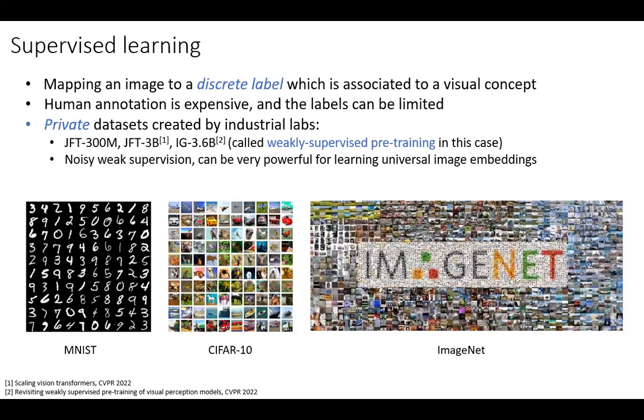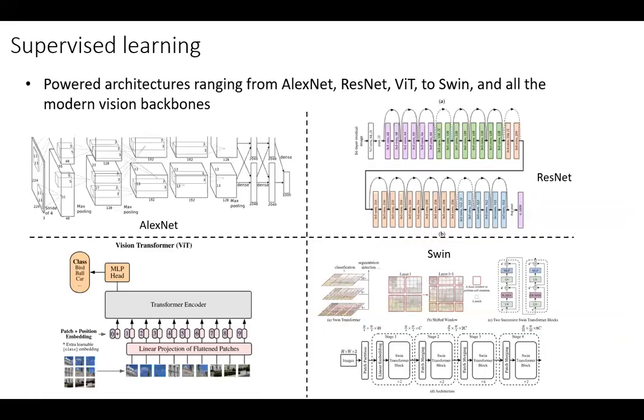But indeed, there are also many private datasets that are not available to the public, but they do exist in industry labs. For example, Google's JFT 3 billion and also Meta's Instagram datasets. In the literature, this may also be called weakly supervised pre-training. Although mostly those signals are weak supervision, they can be very powerful in terms of learning universal embeddings. The supervised training paradigm has also powered architectures ranging from the classical AlexNet and ResNet to the more recent vision transformer, the Swin transformer, and so many other model variants. Basically, supervised learning is the test bed for all the modern vision backbones.